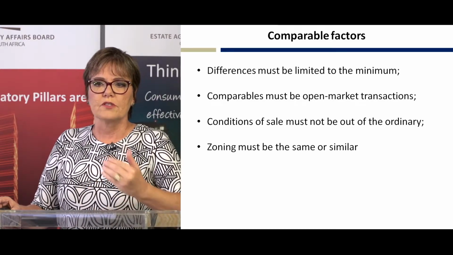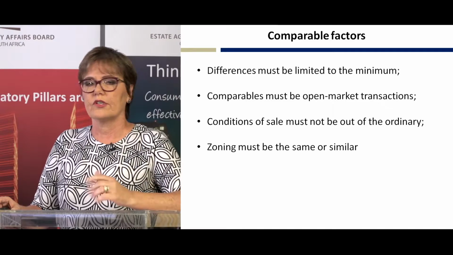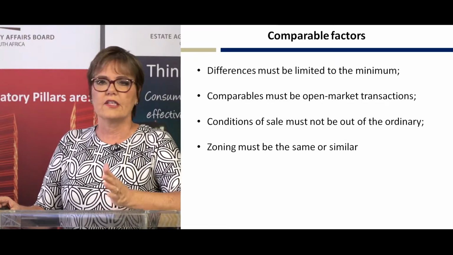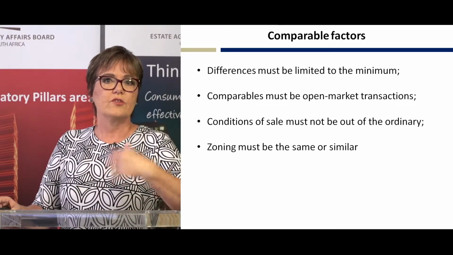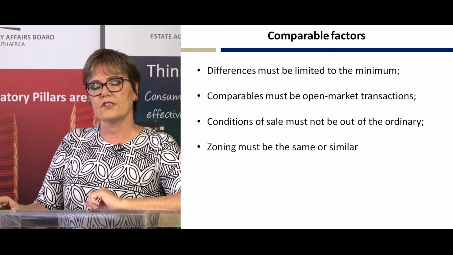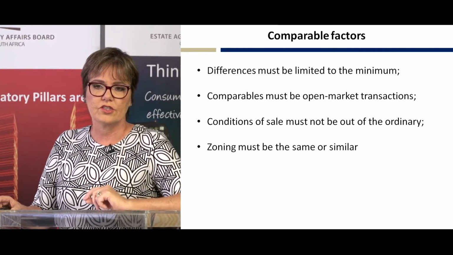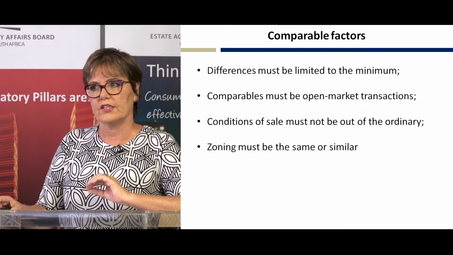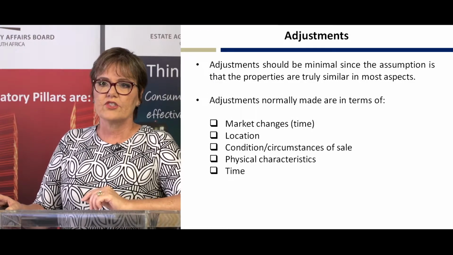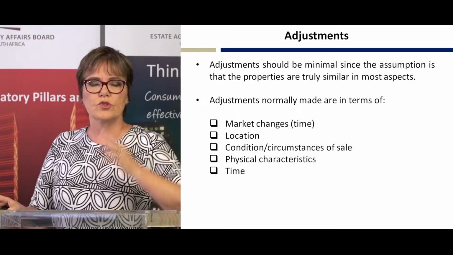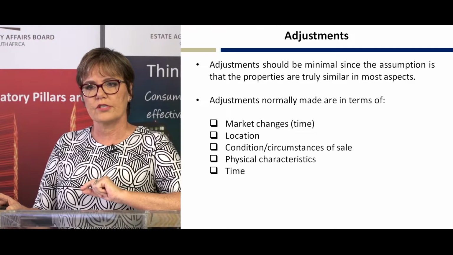Then obviously the zoning must be similar or the same. If you're valuing a property with general residential zoning, that would allow you to demolish the family home and put up a block of flats. So one always needs to look at the zoning and the title deed when doing a valuation. Then, as I said, the adjustments should be minimal, because we are trying to get comparable properties to compare with your subject property.